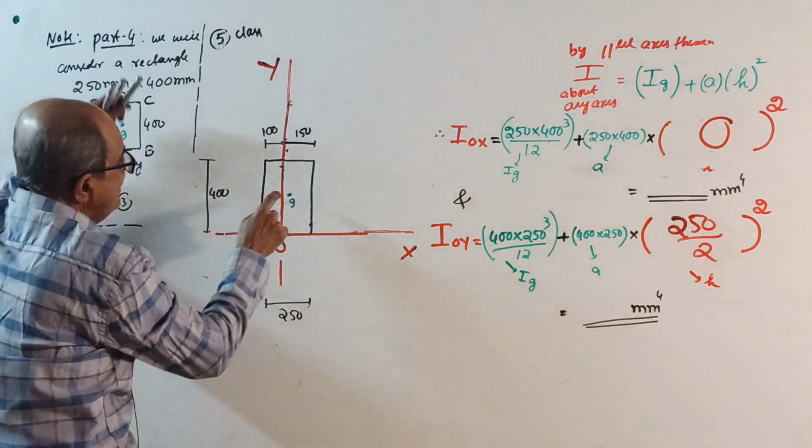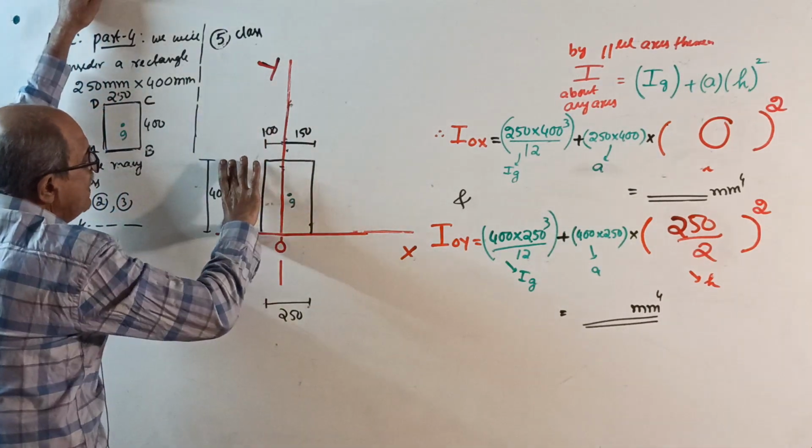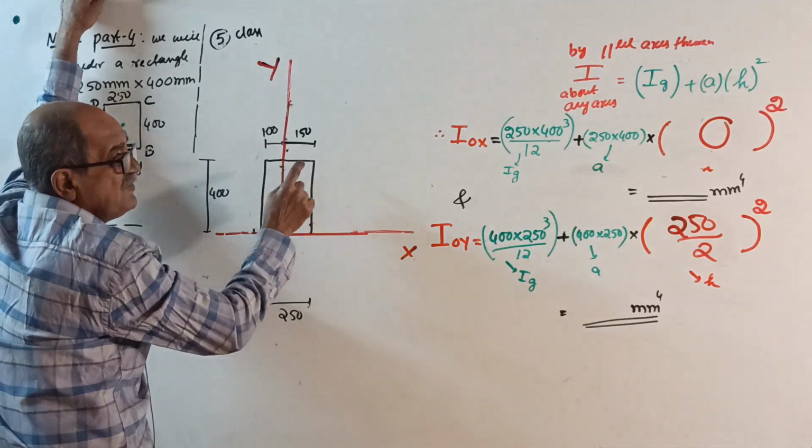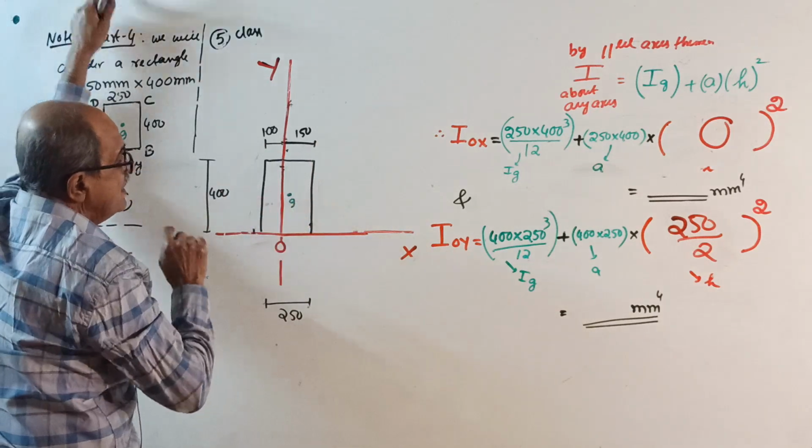Now centroid. This way 400 means midpoint. This way it is 250, half of 250 is 125. So the centroid will come here. Now start.